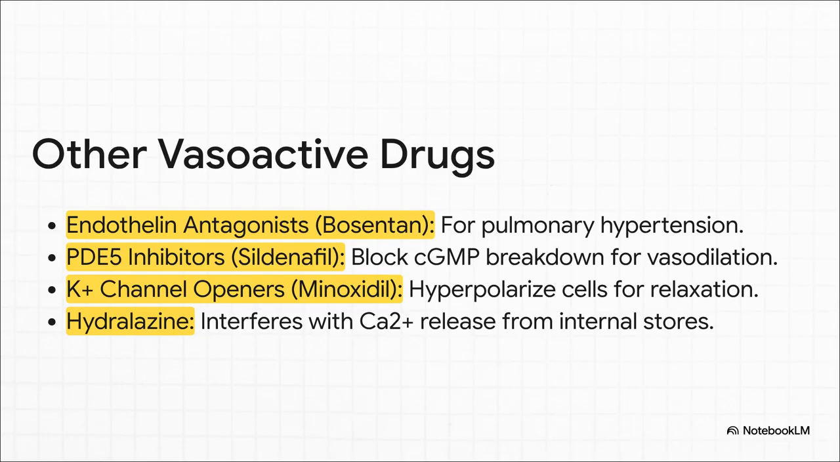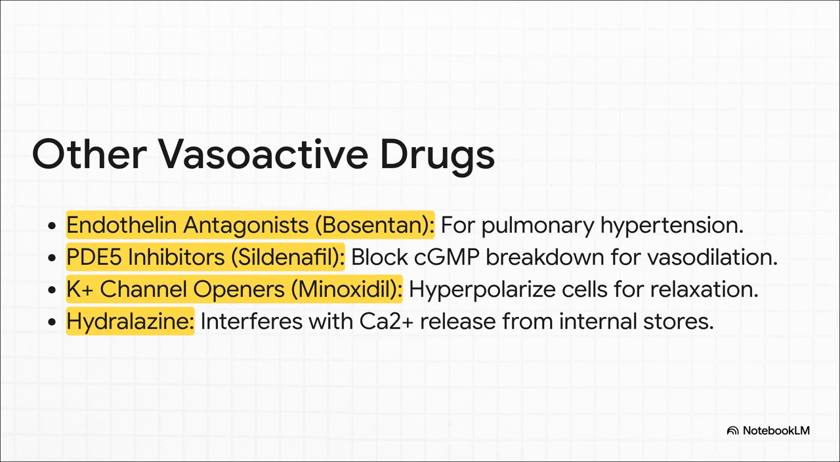This slide just gives a quick summary of several other important vasoactive drug classes. So endothelin is the body's most potent natural vasoconstrictor, and drugs like bosentan block its receptor, which is especially useful for treating pulmonary hypertension. Phosphodiesterase 5, or PDE5, is an enzyme that breaks down cGMP. So inhibitors like sildenafil stop that breakdown, which prolongs cGMP's vasodilatory effect.